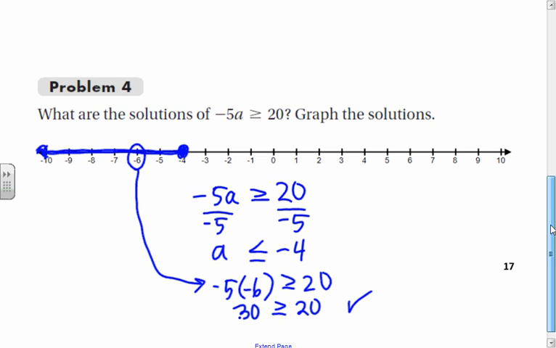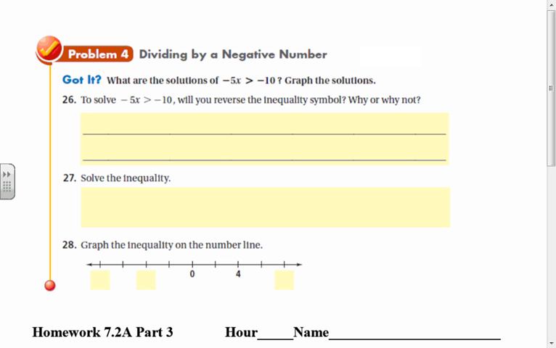All right, go ahead, you try that. Pause now and try this problem.